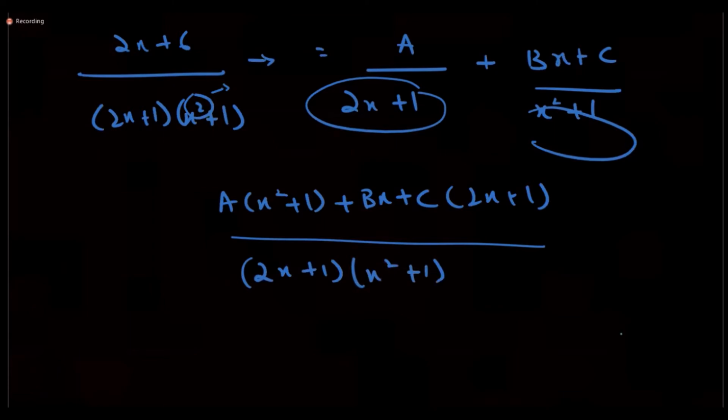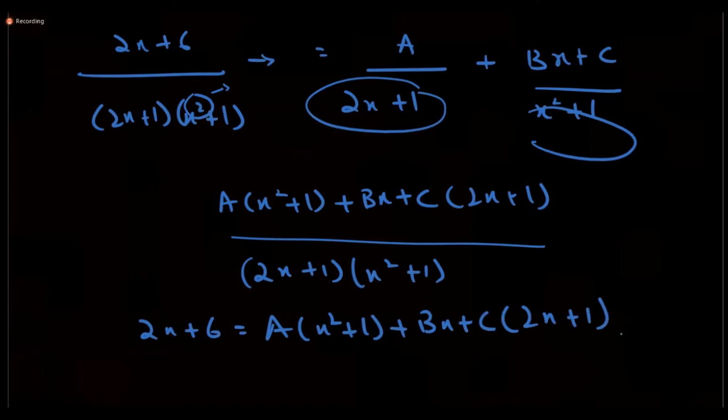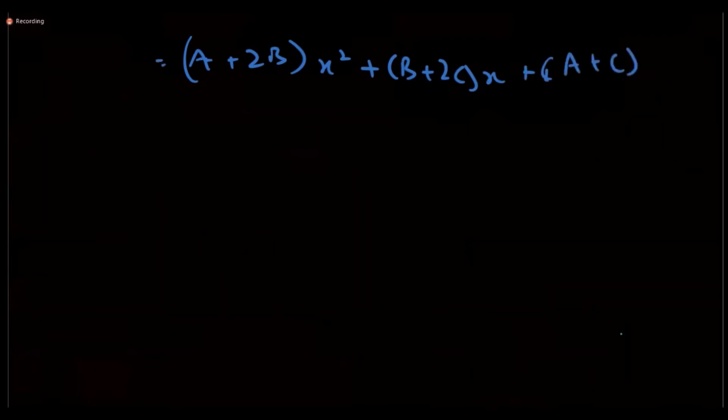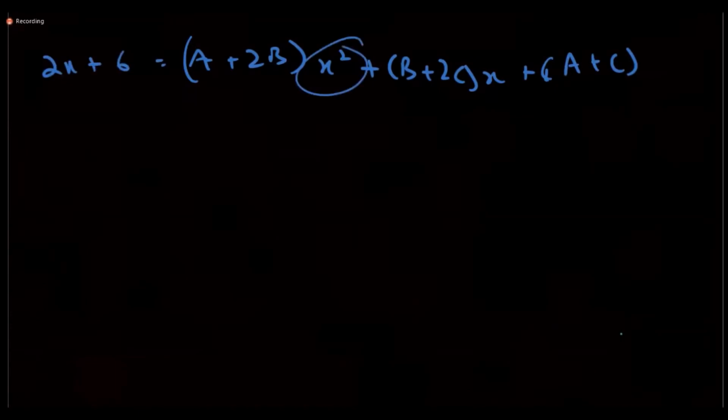Solving it further, we are left with 2x + 6 equals A(x² + 1) + (Bx + C)(2x + 1). Now we can equate them. Simplifying further, it can be written as (A + 2B)x² + (B + 2C)x + (A + C) equals 2x + 6. Since there is no x² term on the right side, we can equate it directly.